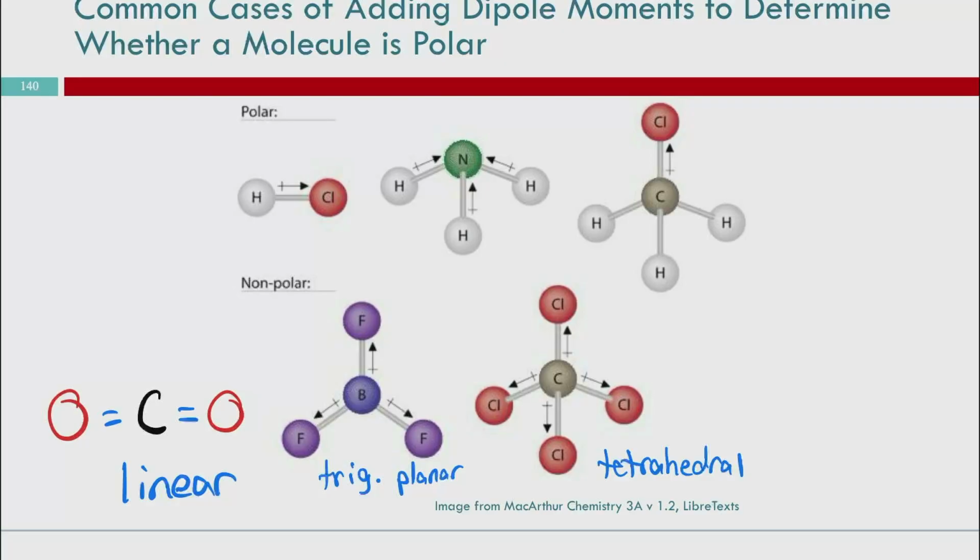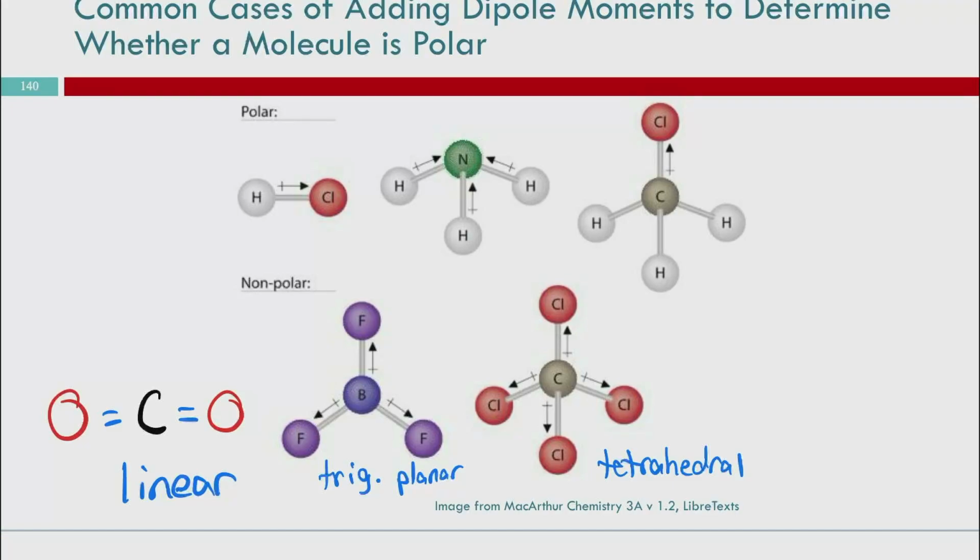So some of these shapes, if it's linear and it's more than 2 things, it's the same bond on both sides. Those arrows are going to cancel out. If it's trigonal planar, all of these arrows cancel each other out. If it's tetrahedral, all 4 of these arrows cancel each other out.